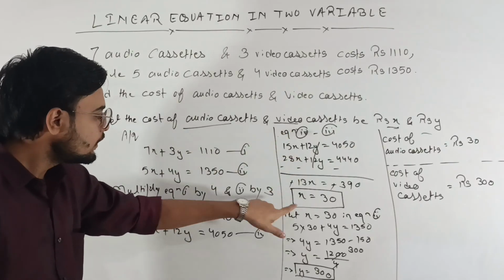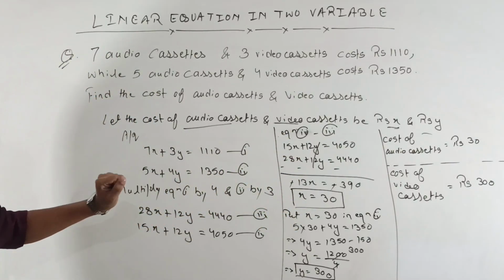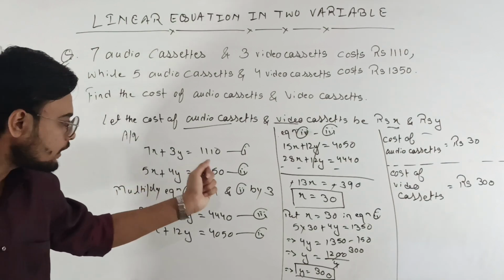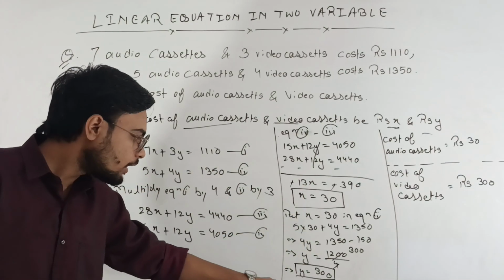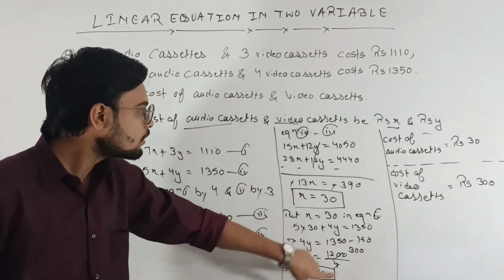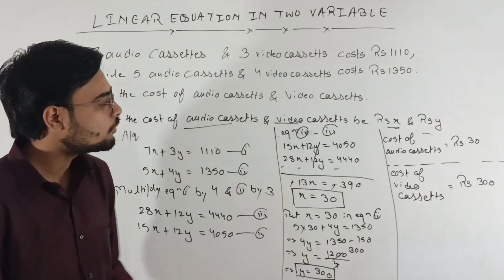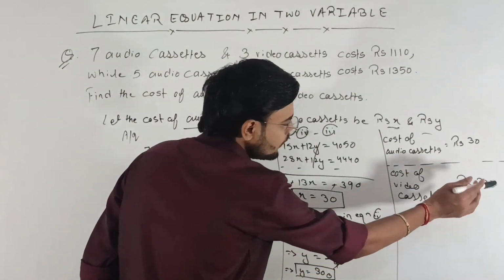After subtracting, I get x equals 30. Now I put this value of x in equation number 2. Equation 2 is 5x plus 4y equals 1350. So I put 30 in place of x. Then from here I get y equals 300. Now x is what? Cost of 1 audio cassette. Y is what? Cost of 1 video cassette. So cost of 1 audio cassette is rupees 30, and cost of 1 video cassette is rupees 300.